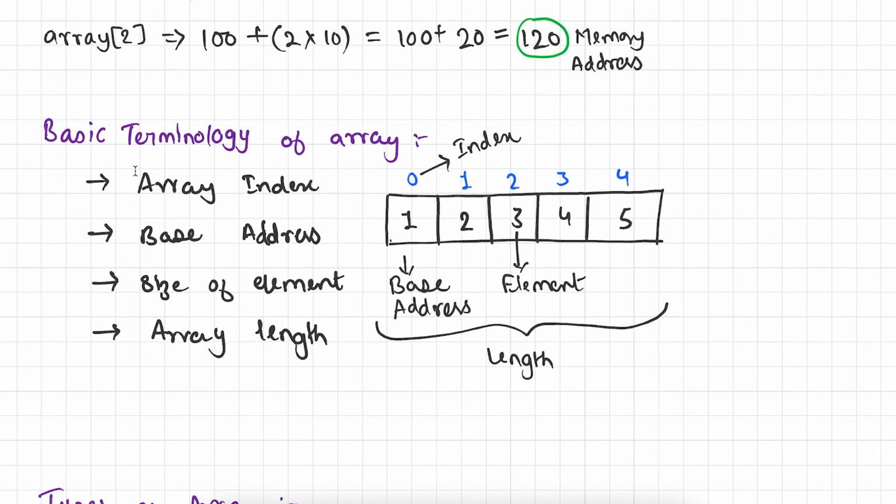There are a few basic terminologies you should be aware of when we talk about arrays. First is the array index, which means all the elements are accessed via index. Base address means that when you create an array, the programming language returns the base address of the array, which is the address of the first element. Next is the size of the element. We are storing elements and we know the size of those elements. And last is the array length. The length of this array is 5. These are the basic terminologies you should know if you are dealing with arrays.